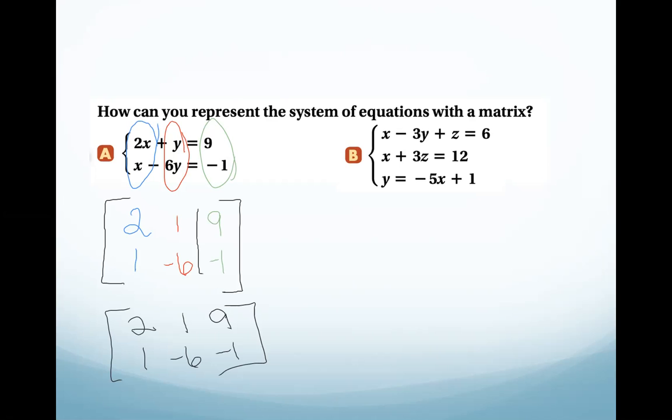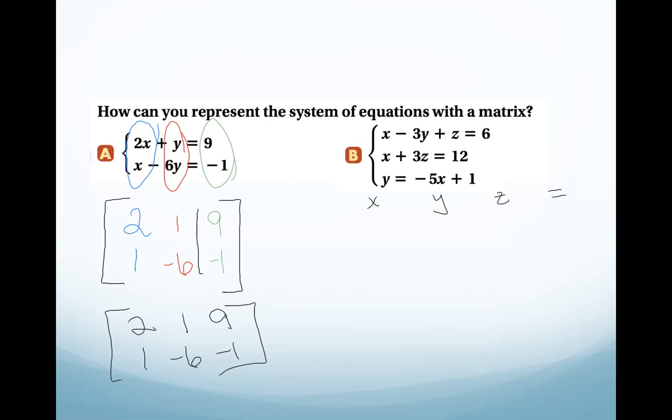In part B, it gets a little bit more complicated because notice there are 3 variables here. We have x, y, and z. And not every equation has all 3 variables. So the first thing that I'm going to do is I'm going to set up a column for x, a column for y, a column for z, and a column for equals.